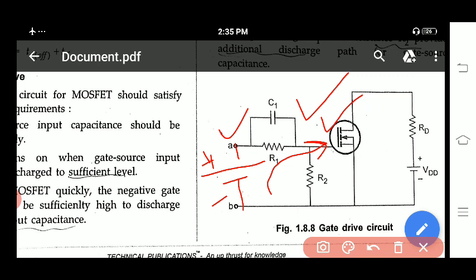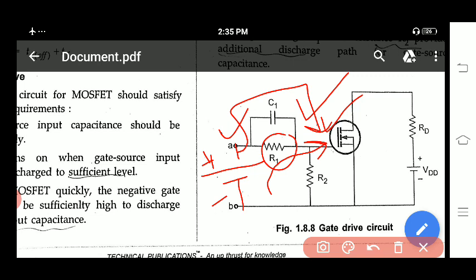So instead of the R1 path, you will select this path. If you provide it like this, the peak voltage will be provided. It will charge the gate to source capacitance immediately. So the TD on delay can be avoided using this setup.